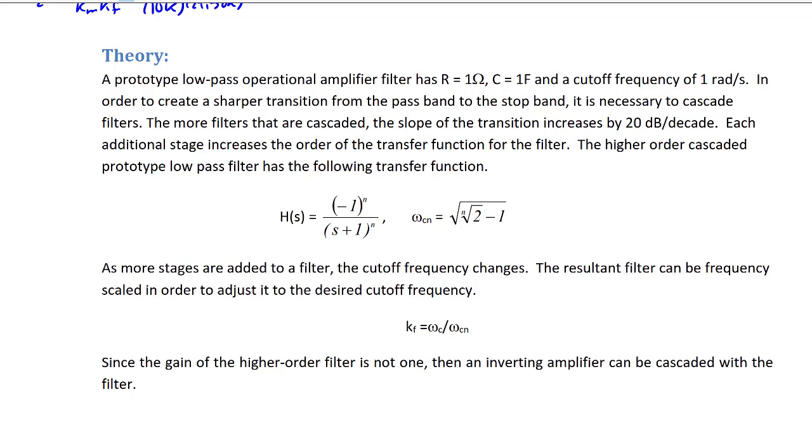H of S is equal to (-1)^n over (S plus 1)^n, where the cutoff frequency is the square root of the nth root of 2 minus 1. As more stages are added to a filter, the cutoff frequency changes. The resultant filter can be frequency scaled in order to adjust it to the desired cutoff frequency. Kf is equal to omega c over omega cn. Since the gain of the higher order filter is not 1, an inverting amplifier can be cascaded with the resulting filter to adjust the gain.